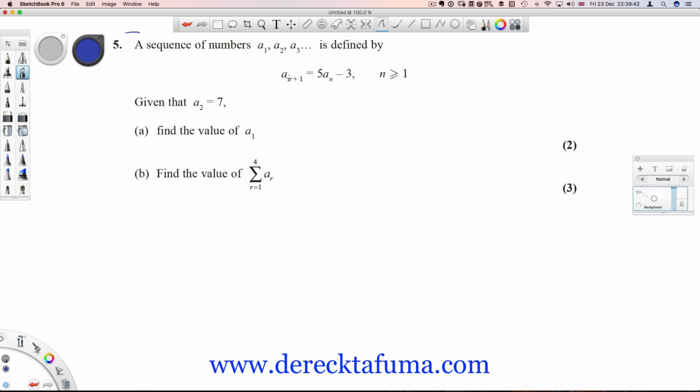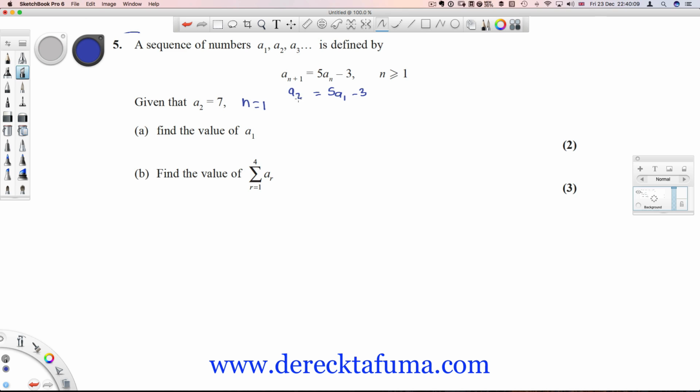and basically to get a2 you'd have to make this a1, so n would have to be 1, so that becomes a2, and that becomes 5a1, take away 3, so that's the equation of finding a2, and that gives you 7. So that can actually help us to find a1, find the value of a1.